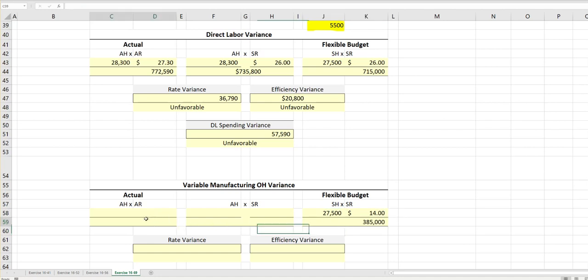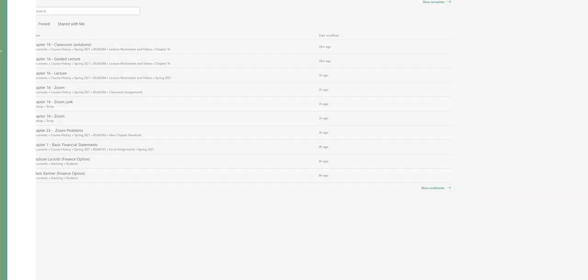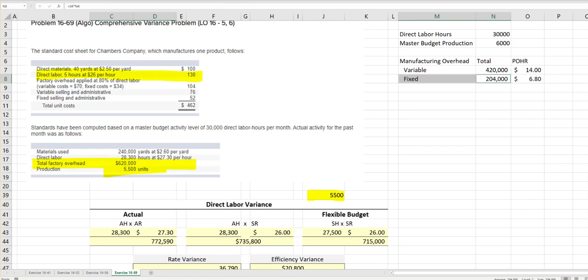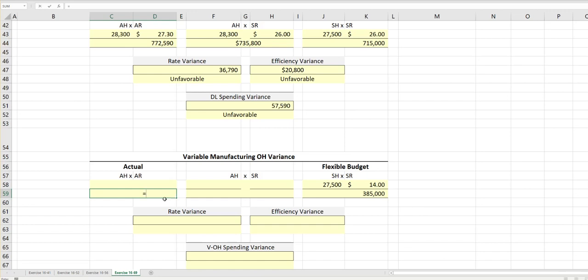We're not told specifically how much our actual fixed overhead is. We're going to assume our fixed overhead equaled our budgeted overhead. I don't know if that's a great assumption, but we don't really have anything else to work with. So we're going to assume that our fixed was 204. So if our total was 620, our actual variable would have been 620,000 minus 204,000.